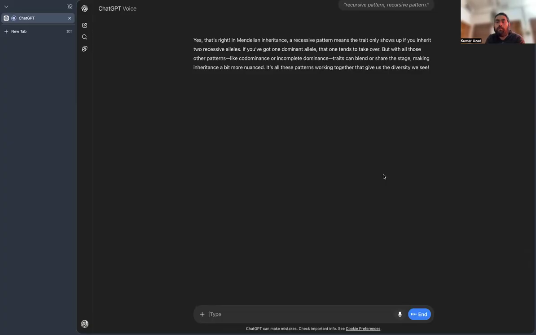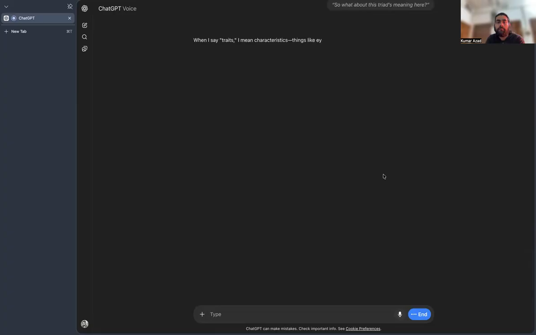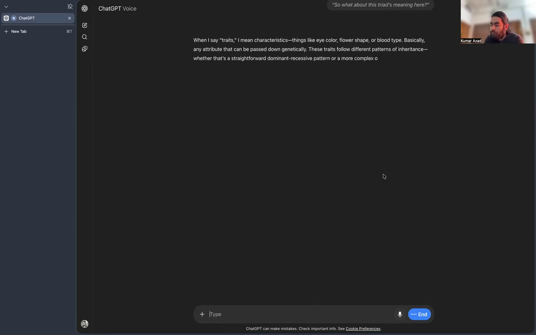So what about this traits meaning here? When I say traits, I mean characteristics. Things like eye color, flower shape, or blood type. Basically, any attribute that can be passed down genetically. These traits follow different patterns of inheritance, whether that's a straightforward dominant-recessive pattern or a more complex one like codominance. Traits are just the observable outcomes of what's in your genes.